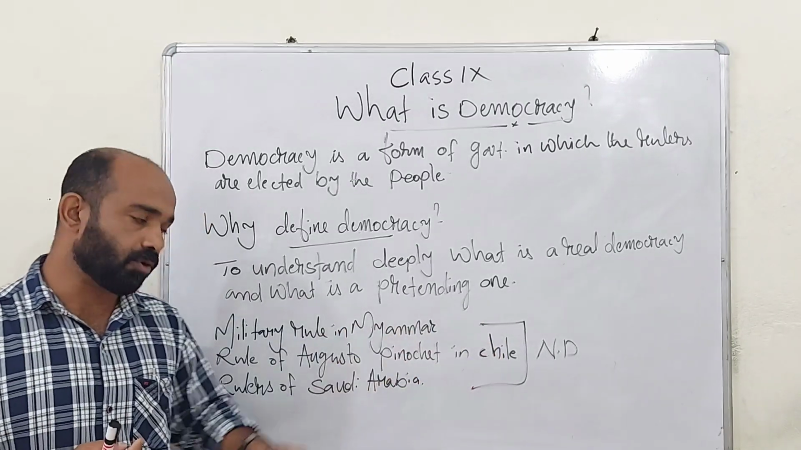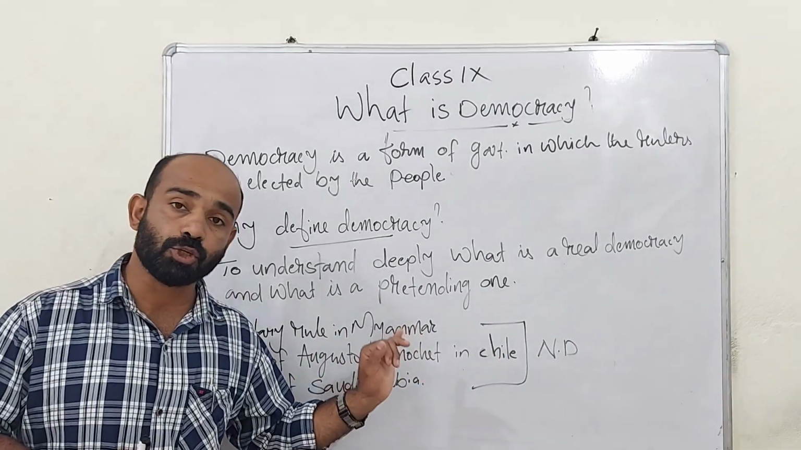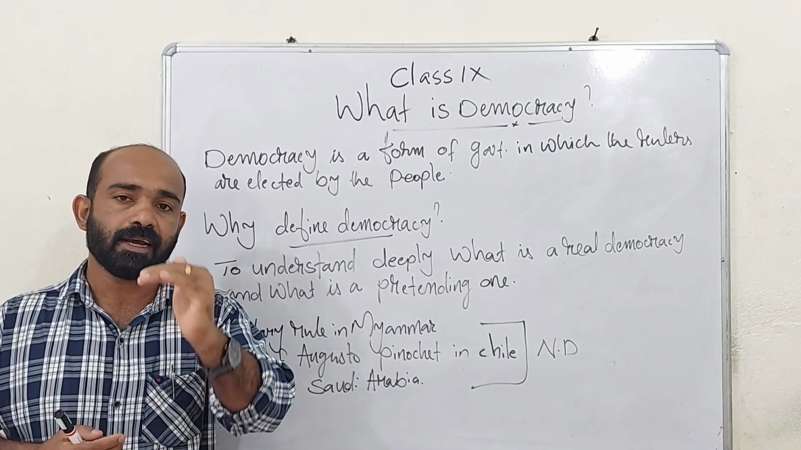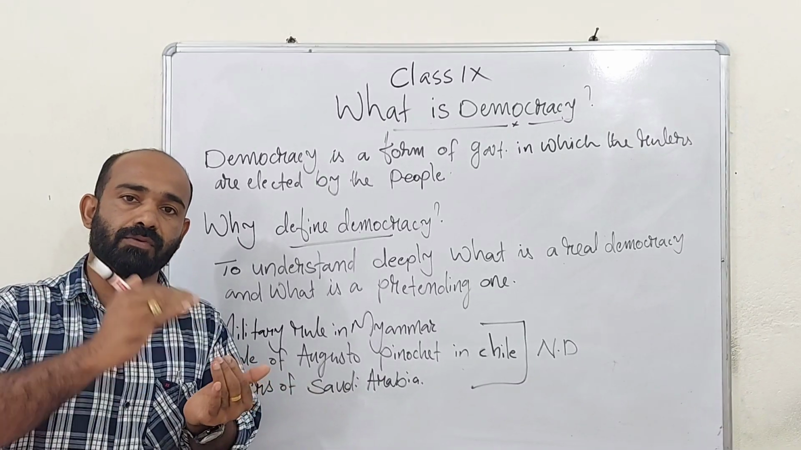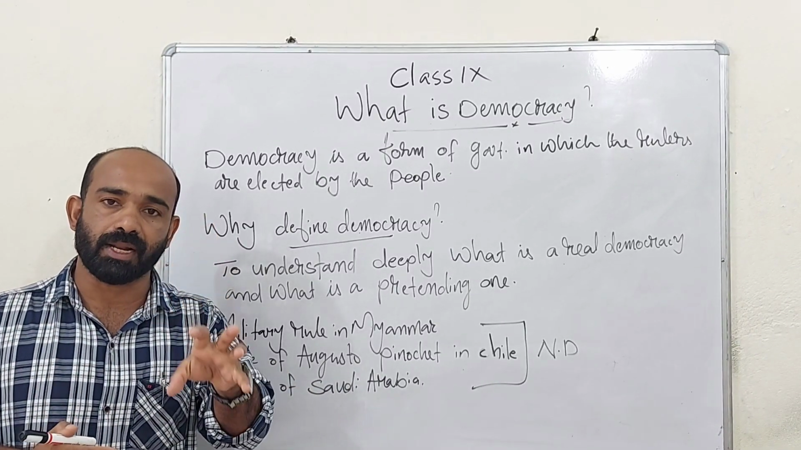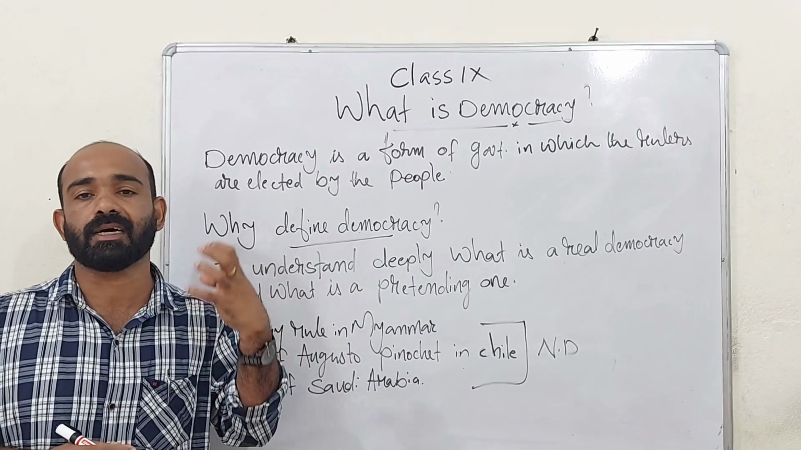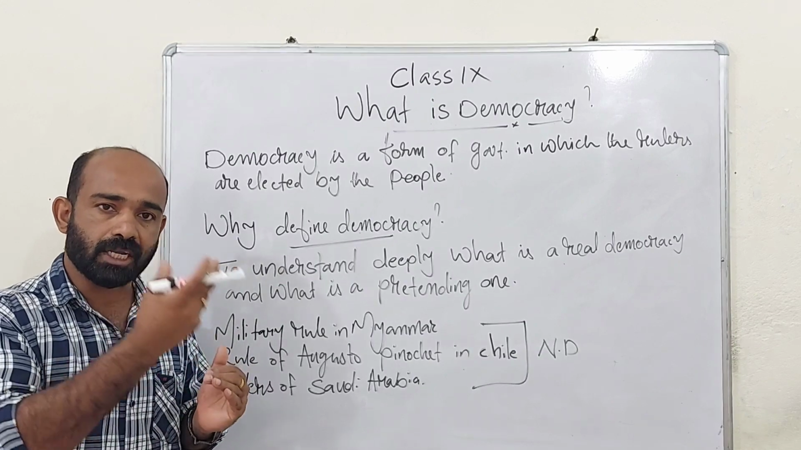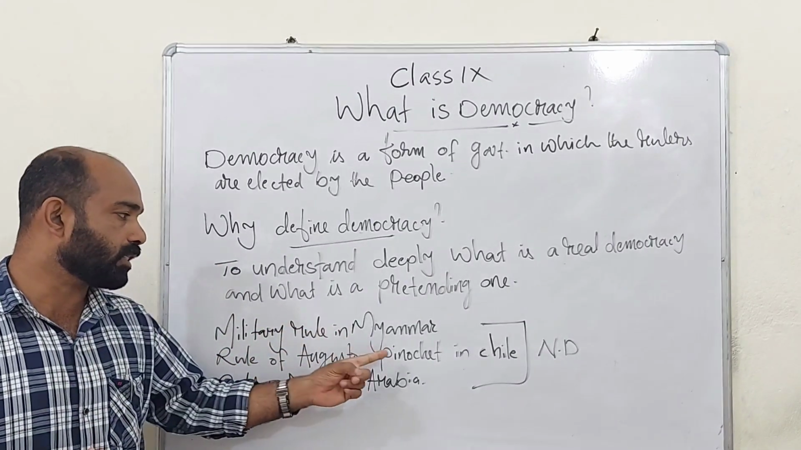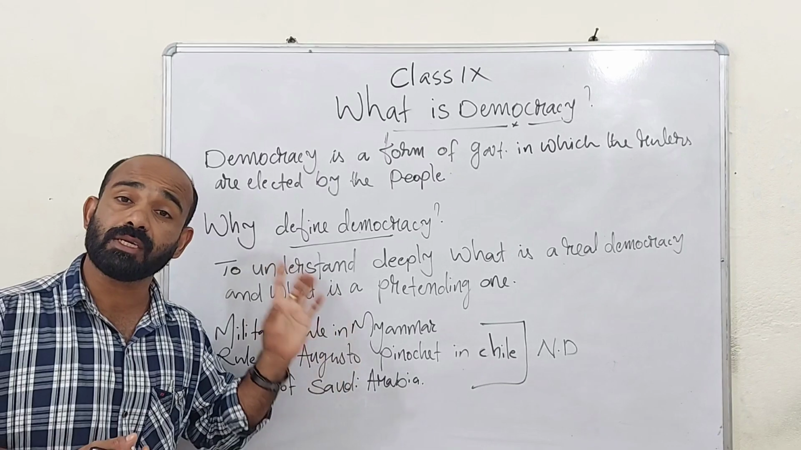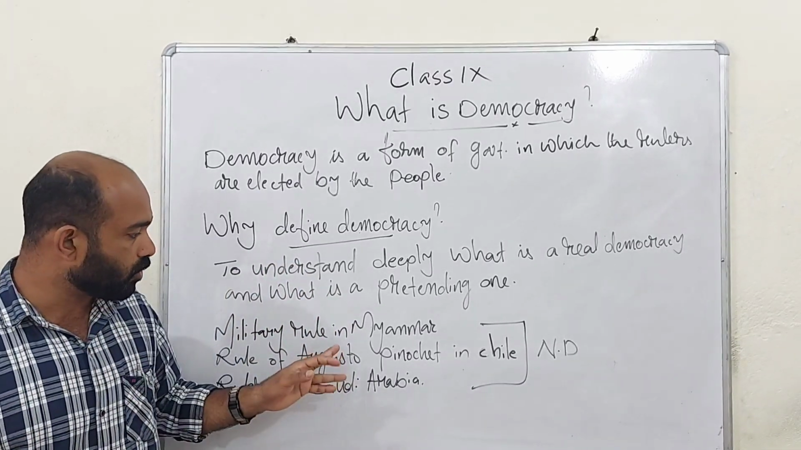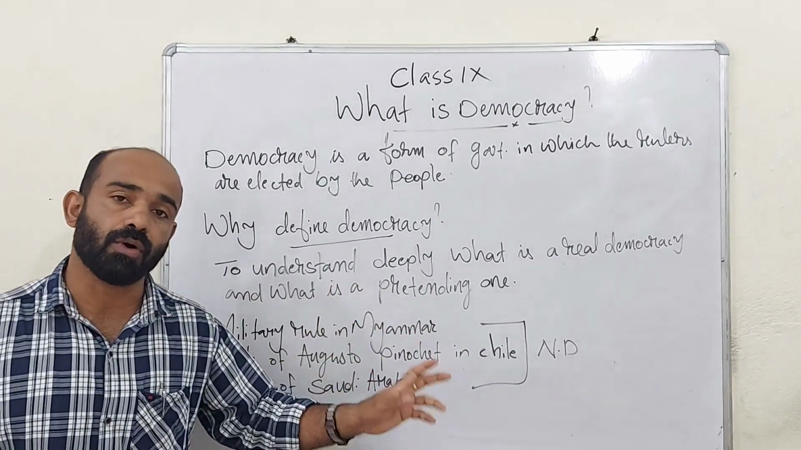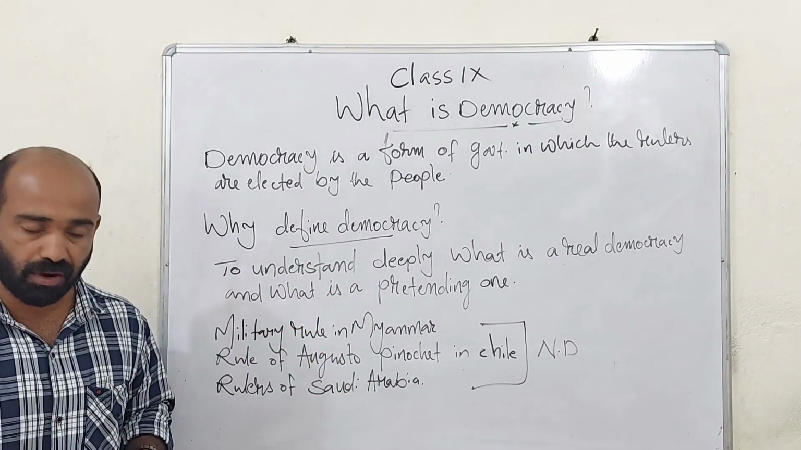They are a non-democratic form of government. In the same way, the rule of Augusto Pinochet in Chile. Augusto Pinochet was a military dictator. He overthrew the power of Salvador Allende. Salvador Allende was an elected leader, the elected president of Chile. The elected president was overthrown and his powers were seized by Augusto Pinochet. So he reached power by using force, and Chile under Augusto Pinochet cannot be called a democracy. It is a non-democratic form of government.